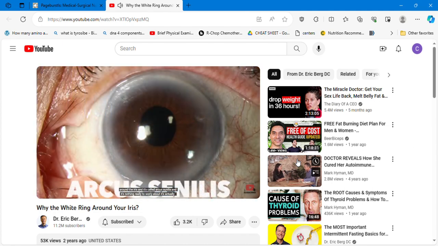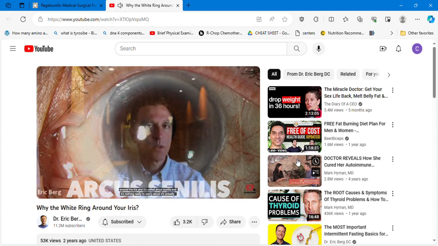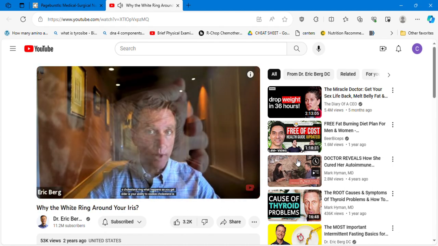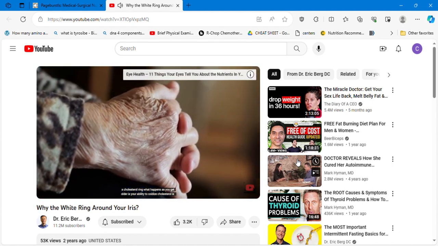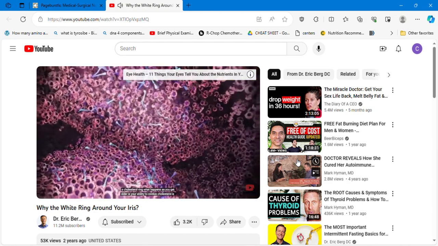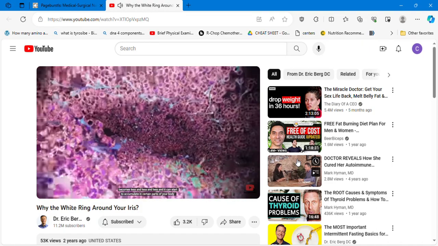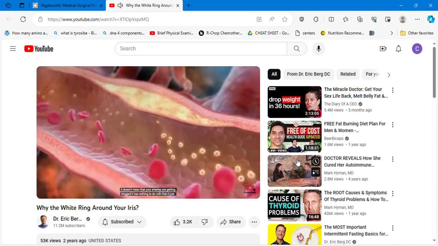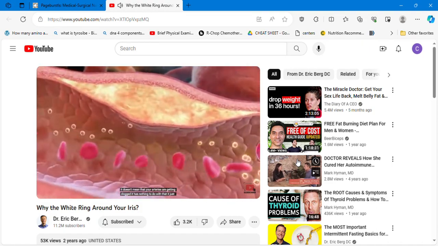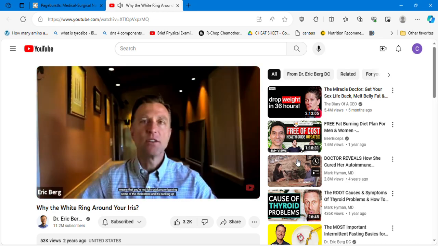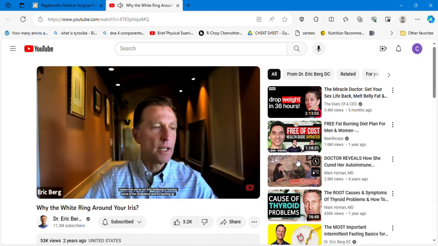And it's called Arcus senilis. And it's nothing really to worry about. It's actually a cholesterol ring. What happens as you get older is your ability to oxidize cholesterol becomes less and less, and it can start to accumulate in certain parts of your body. It doesn't mean that your arteries are getting clogged. It has nothing to do with that. It just means that you're not fully oxidizing or burning some of the cholesterol, and it's backing up in certain tissues.